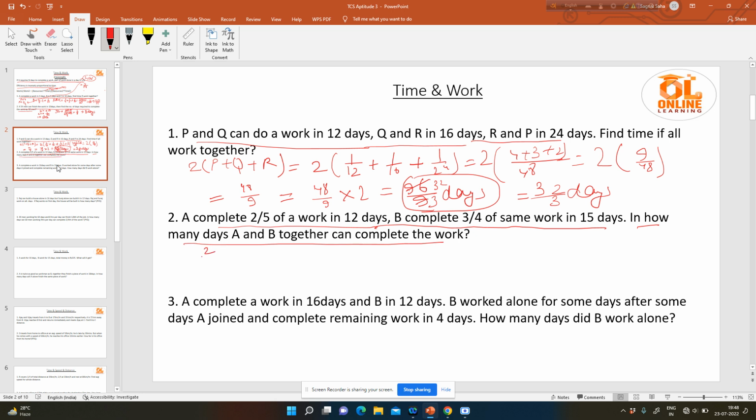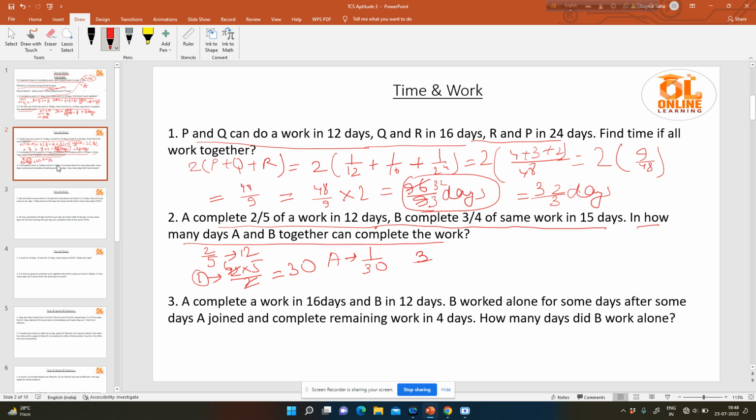So A completes 2 by 5 part of a work in 12 days. So he will complete one work in 12 by 5. So he will complete the whole work in 12 into 5 by 2. That would be 2 6s are 6, 5 6s are 30. He would complete the work in 30 days. So the amount of work done in 1 day is 1 by 30.